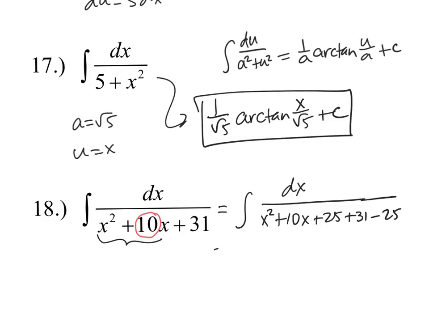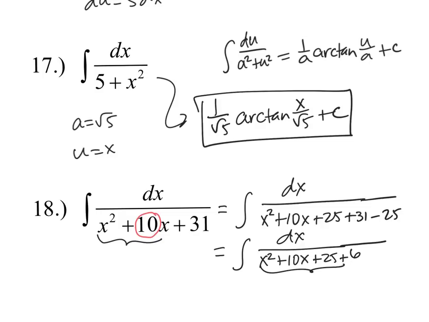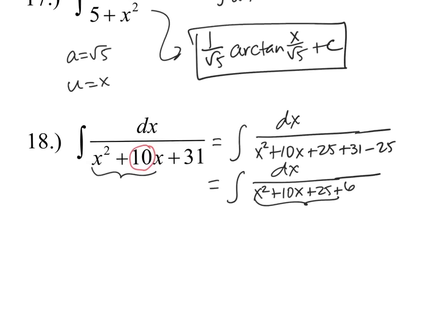Okay, so we can rewrite this then as the integral of dx over x squared plus 10x plus 25. I guess I'm taking an extra step here that's not necessary. And then that 31 minus 25 is 6, plus 6. Okay, so this is our trinomial that's the perfect square. So we're going to go ahead and factor that.